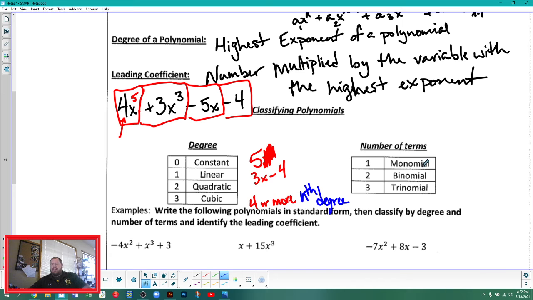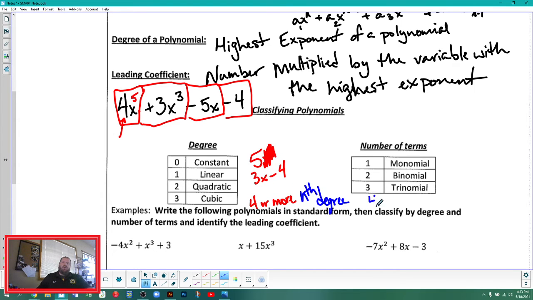Okay, and then we also classify it by number of terms. So the number of items that I have. And if there's 1 term, it's a monomial. If there's 2 terms, it's a binomial, like a bicycle has 2 wheels. 3 is a trinomial. So it has 3 terms, like a tricycle. 4 would be, I don't know why I'm making myself work this hard.